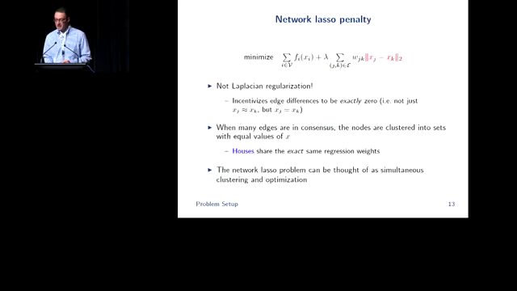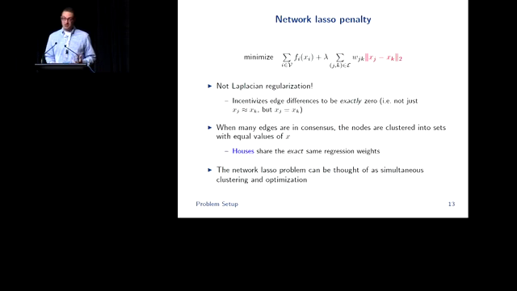Now, this is what the network lasso is. It's the network lasso penalty, a generalization of the group lasso to a graph setting. First, it's important to note this is not Laplacian regularization. That would be if the L2 norm were squared, and that would try to smooth the entire graph and get a smooth answer. What we're instead doing is saying I don't just want xj to approximately equal xk. I want xj to exactly equal xk.